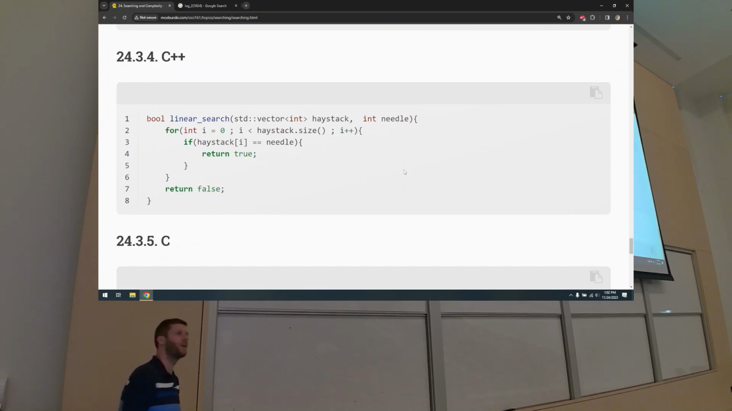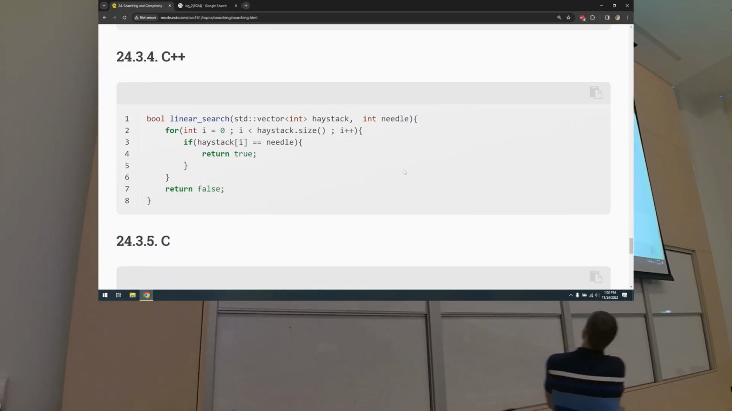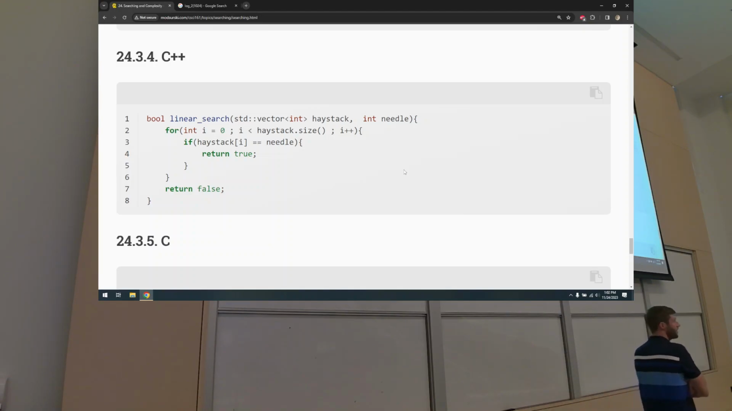Here it is in C++. Now, the biggest difference here, there's syntax differences. Here, we didn't say Boolean, we said bool. We didn't need public static in front or anything. Fine. And I guess in C++, we'd use a vector. We'd call them vectors instead of lists. But a vector called haystack and a needle.